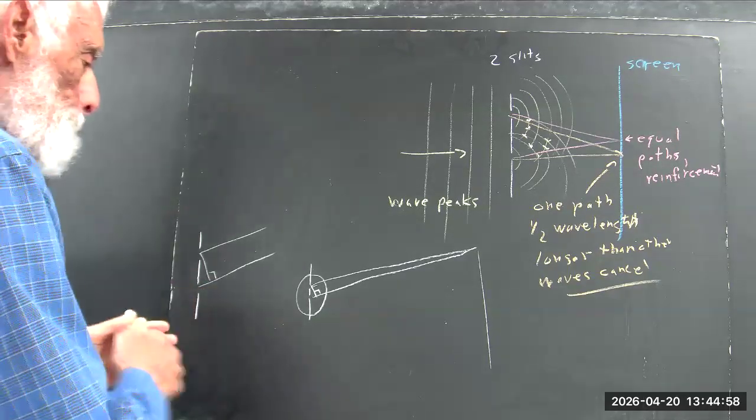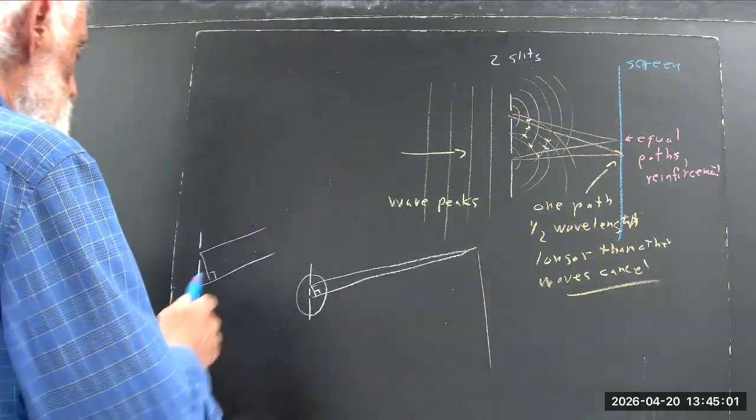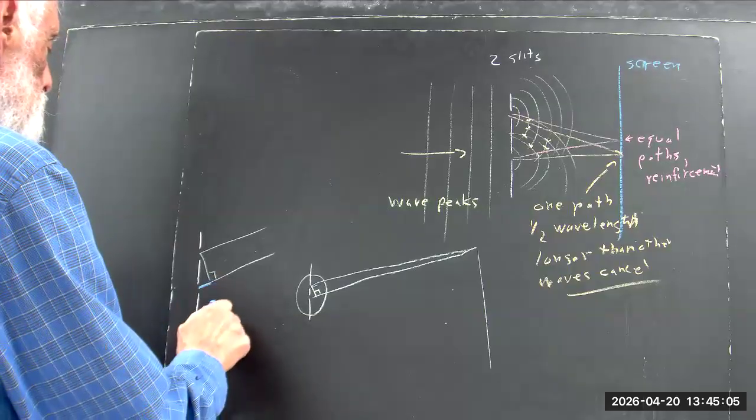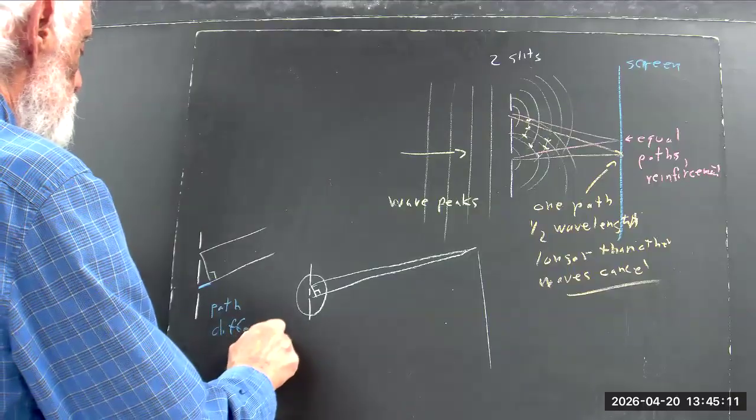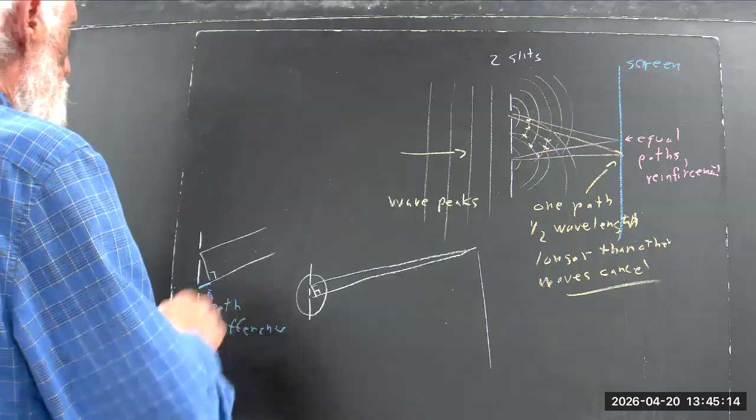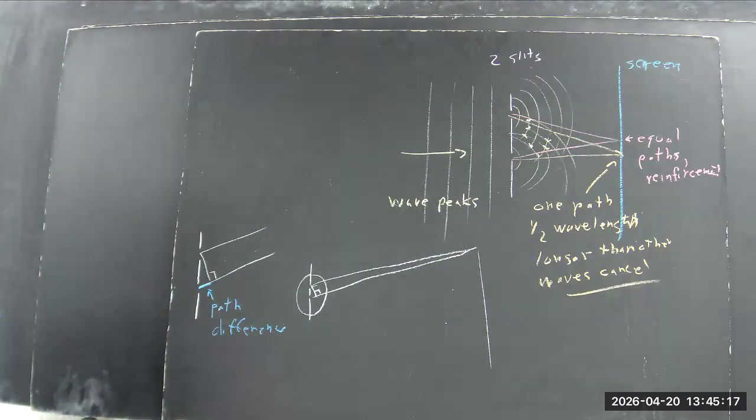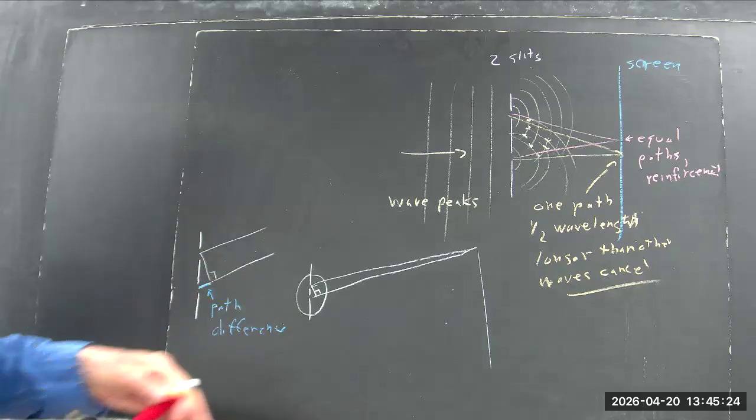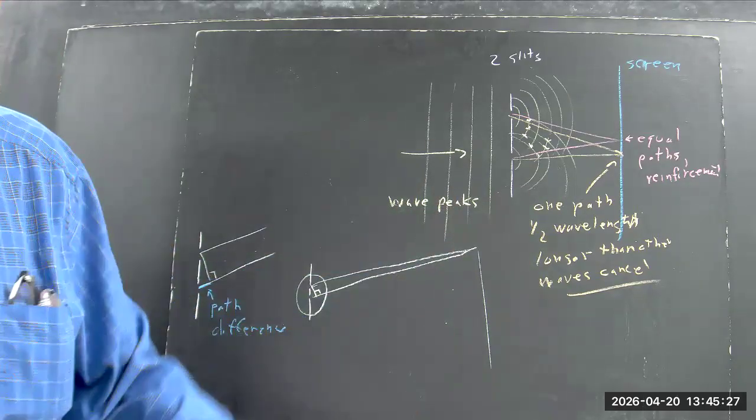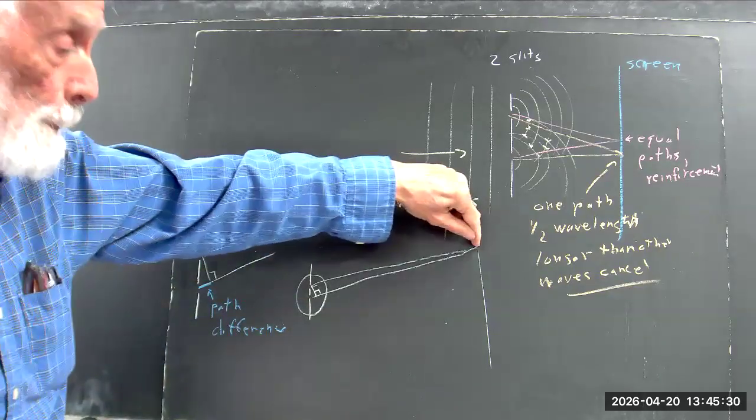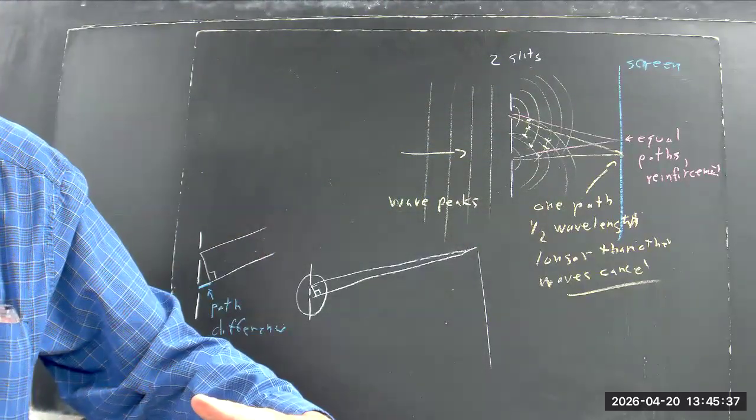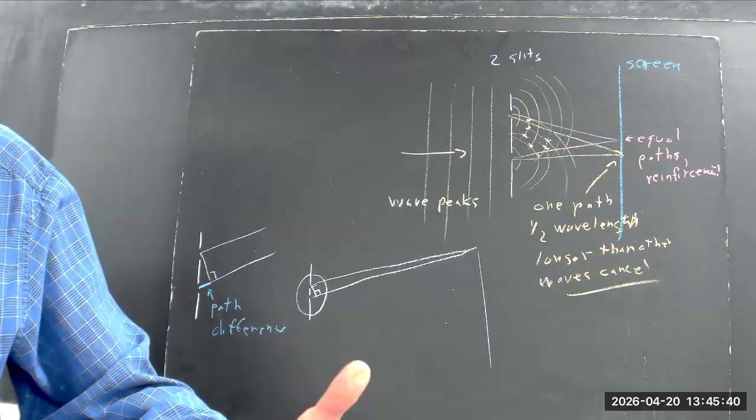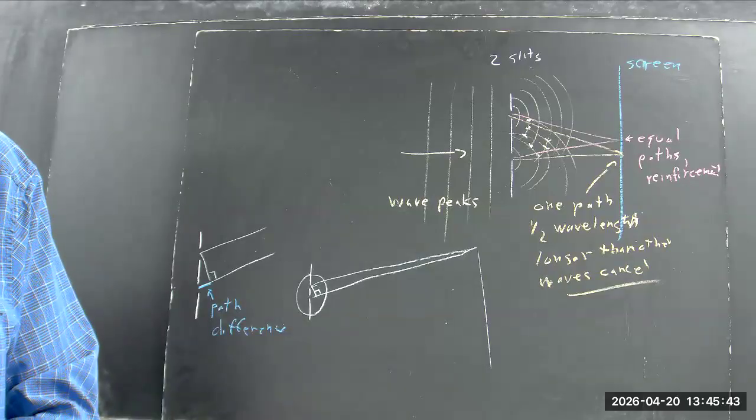If this is a right angle here, then this is your path difference. Okay? Make sense? And if that path difference is one wavelength or 10 wavelengths, any whole number of wavelengths, then peaks are going to meet peaks out here. If it's a whole number plus half a wavelength, then peaks are going to meet valleys. Not difficult to understand if you get the image. Okay?